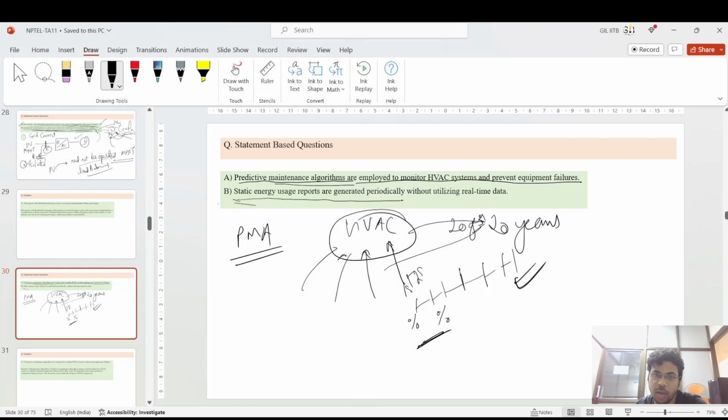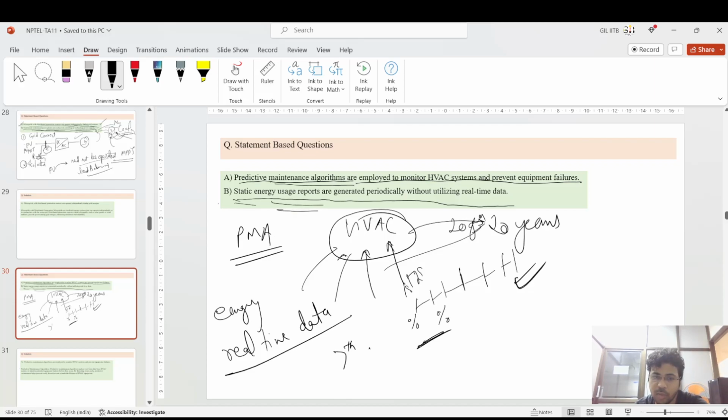Coming to the B statement, that static energy usage reports are generated periodically without utilizing real-time data. Actually, that is false. False in what sense? Because the energy usage reports which are being generated actually utilize real-time data as well.